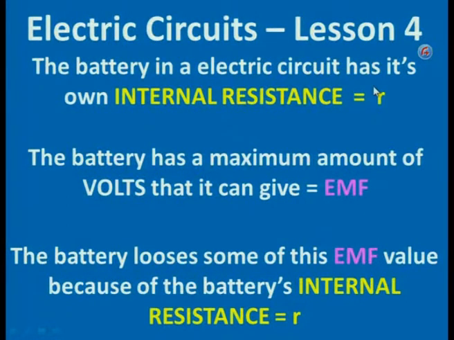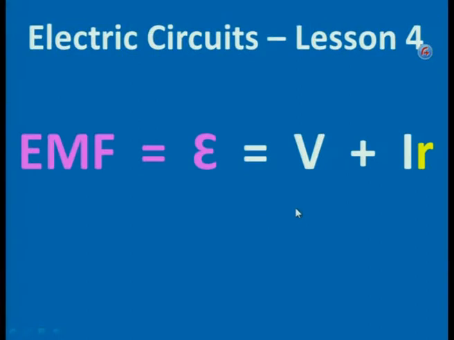The symbol for internal resistance is now small r. And that is the little resistor inside the battery that takes some of its energy away and lowers the EMF. Therefore, we have a new equation for you to remember. EMF, which has this little E symbol, equals V plus I times small r.